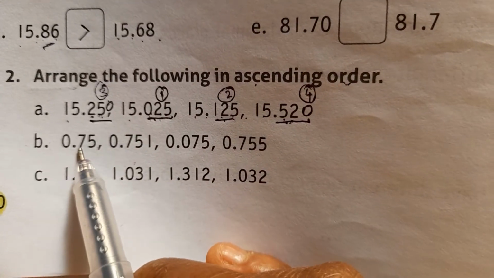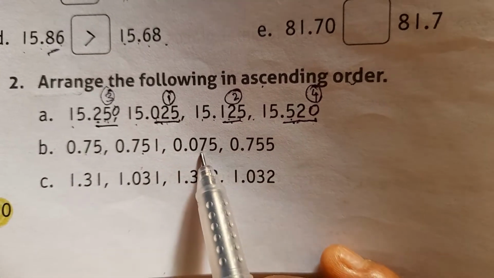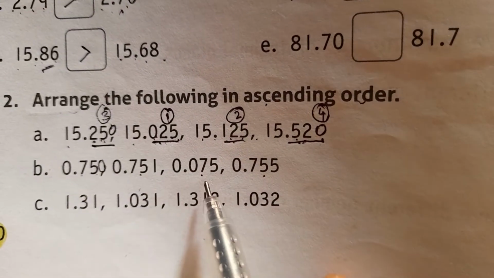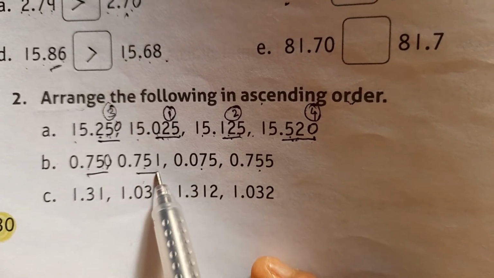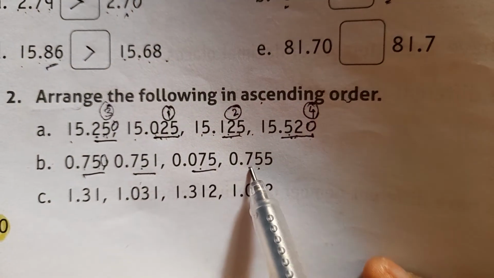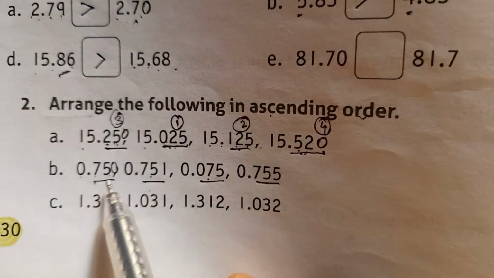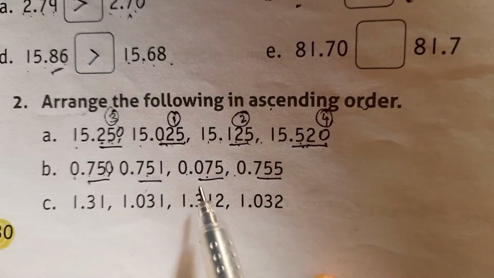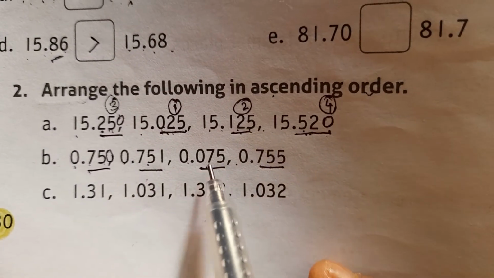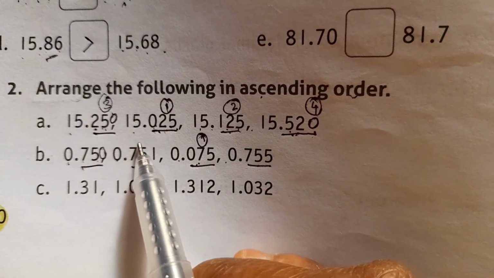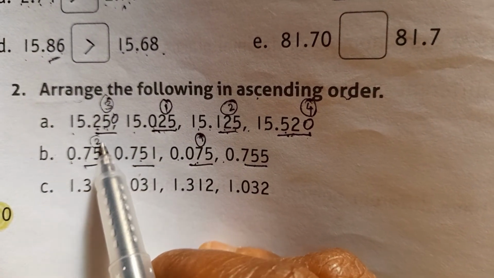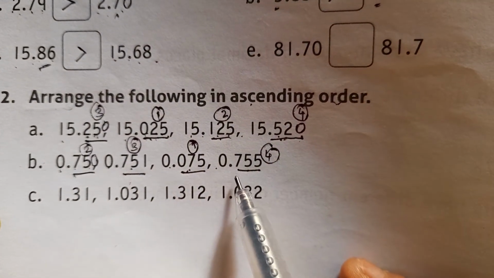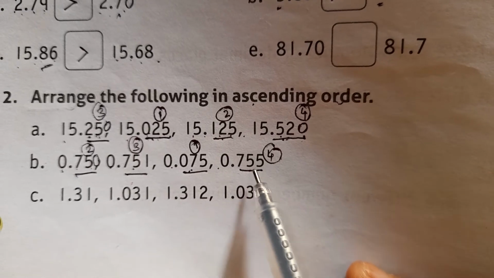Second sum, we have to write it in an order. Now after decimal point 2 digits, here 3, 3, 3. So make it as like decimals. Now we have 750, 751, 75, 755. The whole number is same for all. Now 75 is first one, second is 750, third is 751, fourth decimal number is 755.